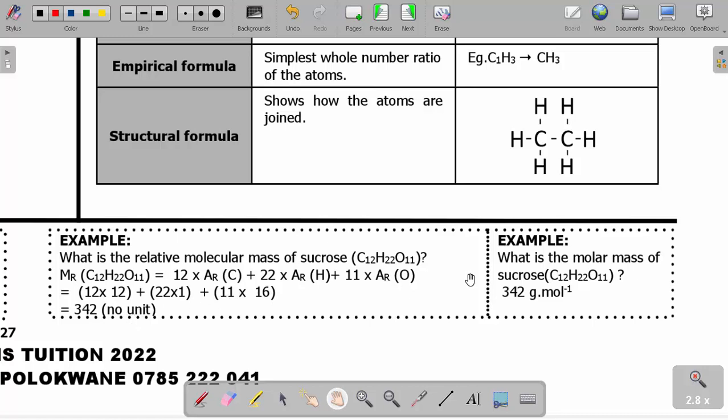However, if the question said what's the molar mass of sucrose, it would be the same value, but this time we say grams per mole. Hope we are still together. Let us proceed, guys.